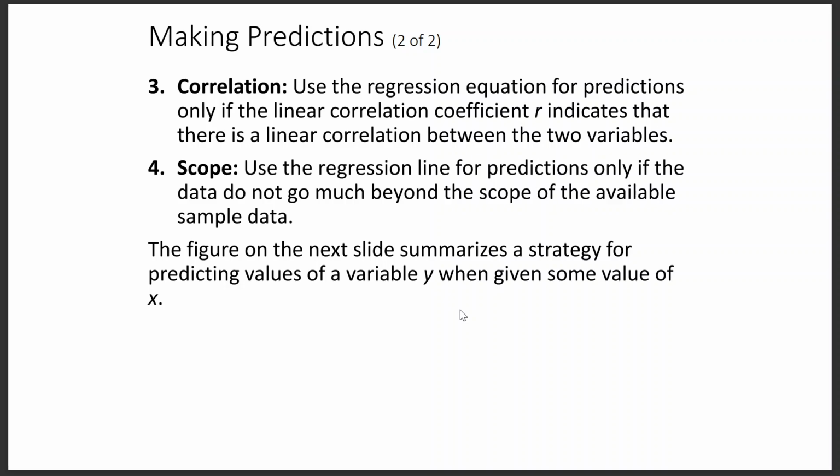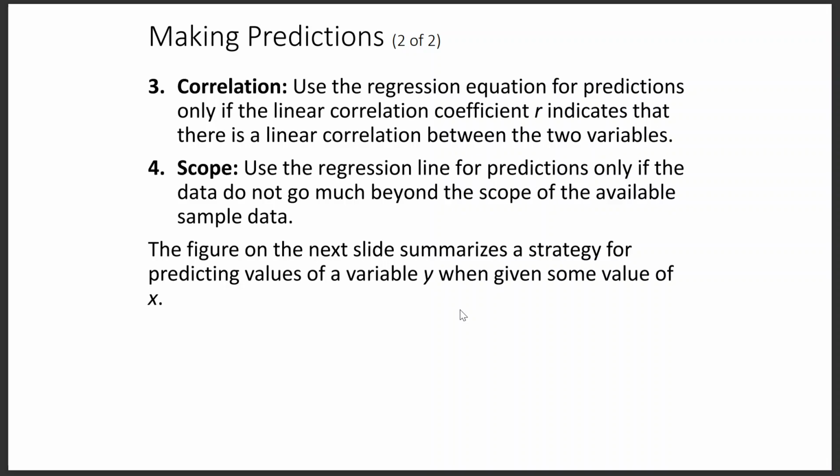Use the regression equation for prediction only if the linear correlation coefficient r indicates that there is a linear correlation between two variables. Meaning, if your linear correlation r is 0.05, that means it's too low, so it's not highly correlated.